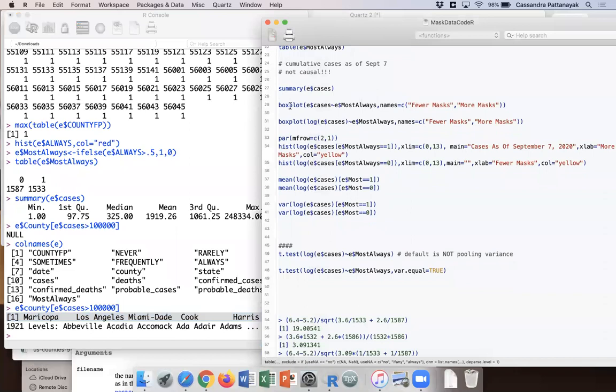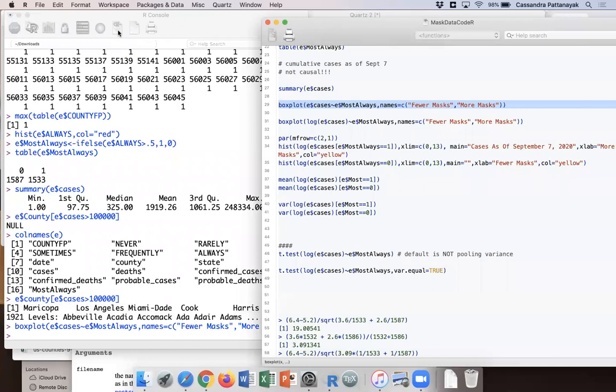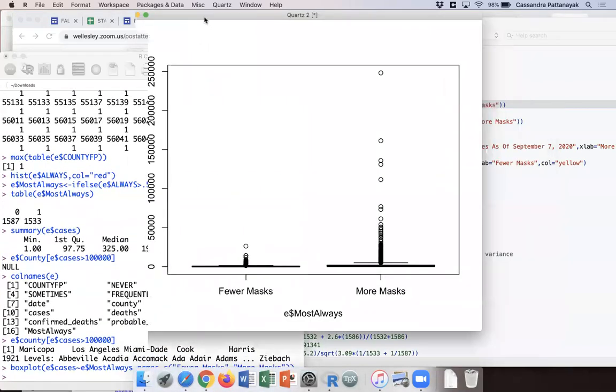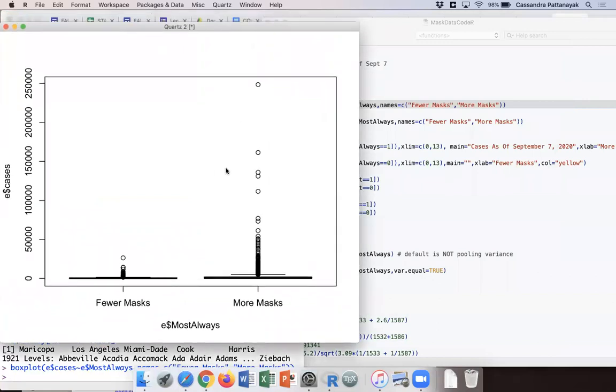So then the next thing I did is I said, I want to look at a box plot of the number of cases in each county by whether the proportion of people who always wear masks is above or below 0.5. This is not the only way we could use these variables. This is just how I decided to do it today. Okay. So here's my picture. Now, what do we see?